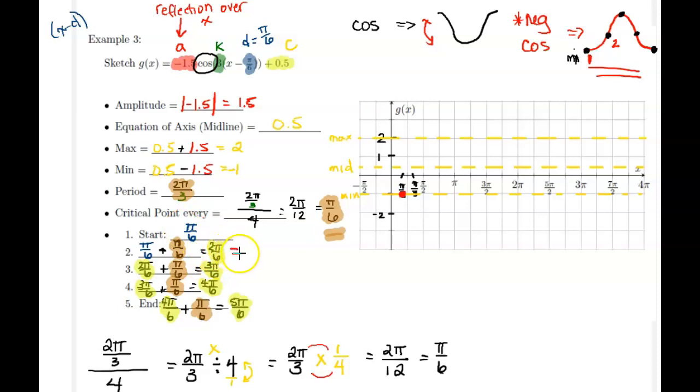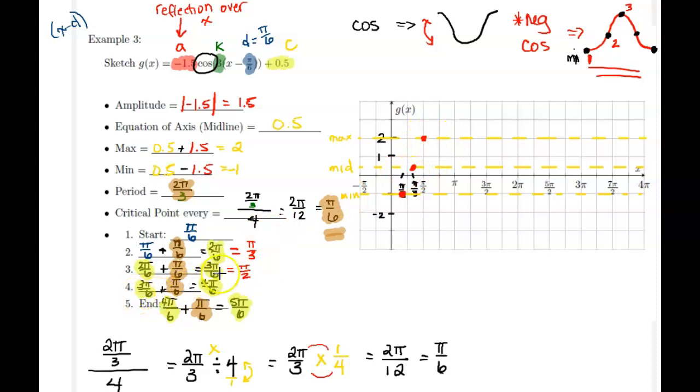So I can now reduce this to make it a little bit easier. 2 pi over 6 is actually going to be pi over 3. So pi over 3 is my next one, and I'm at my midline. My third critical point, 3 pi over 6, reduces to pi over 2. Pi over 2, I'm going to be at my maximum, because my third critical point's up here at my maximum. So at pi over 2, I'm up here at my maximum.